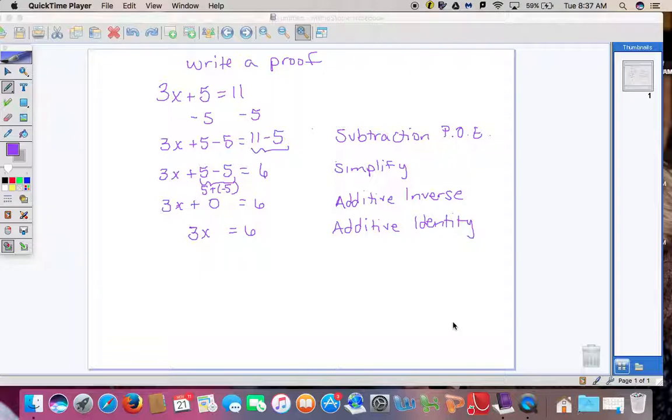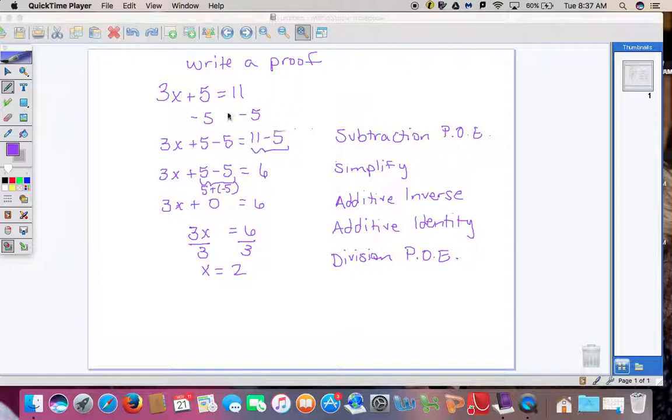property. Okay, and now the next step would be to divide both sides by 3. So when we're dividing both sides of the equation by the same number, we know that's called the division property of equality. So the division property of equality allows us to say that if we divide both sides of the equation by the same non-zero number, that we end up with x equals 2. And then that would be our final proof.